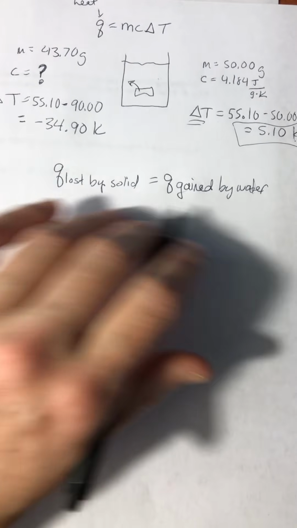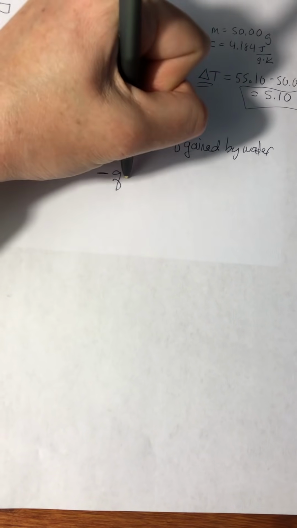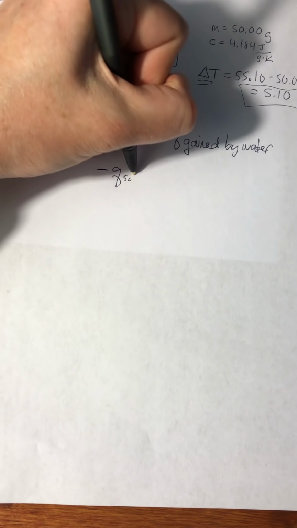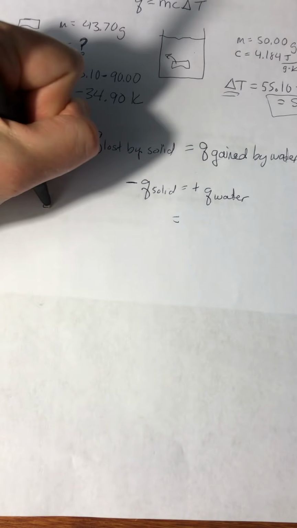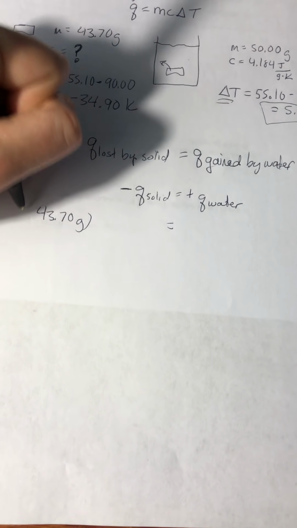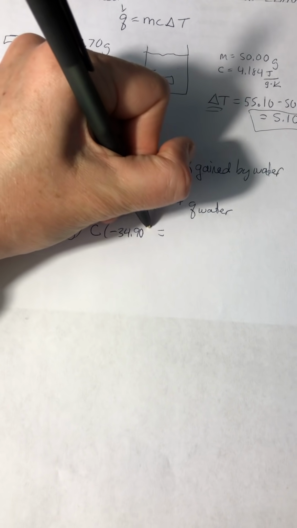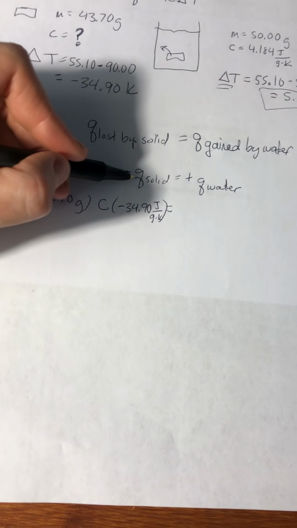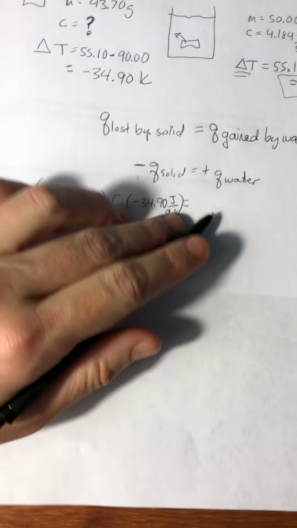Another way to talk about this, you have to look at the signs of these things. In other words, if heat is lost, that's got to be negative. It lost heat. So the negative Q of the solid must equal the positive Q of the water. So now we can just go ahead and set this up. Our negative Q of the solid is MC delta T. In other words, 43.70 grams times C, which we don't know, times delta T, which is negative 34.90 K. But check it out, this was negative solid, so we have to put a negative sign here. The negative of this is equal to the positive of the water.